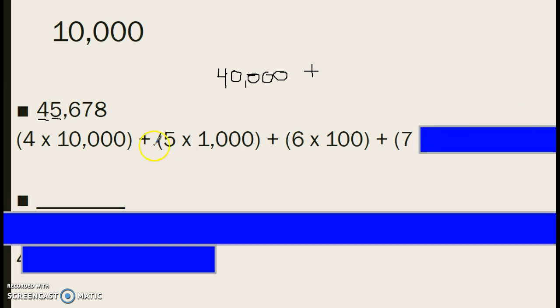Here's our 7 over here. We did our 6 in the hundreds place and our 7 in the tens place. Now let's move over here. 7 times what? What place is it in? Tens place. 7 times 10. We still have another one. Plus 8 times, do you know it?